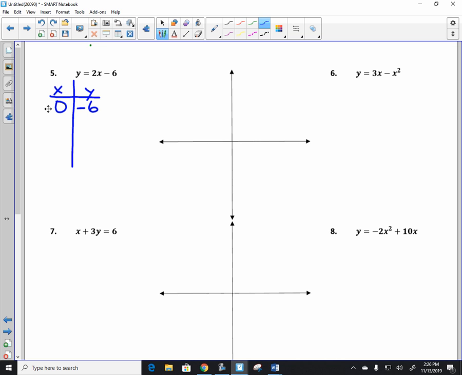Now I want to find the X-intercept. Plug in 0 for Y. JGL plugs in 0 for Y, and he gets 0 equals 2x minus 6. 6 is equal to 2x, so x is 3. One, two, three, four, five, 6.